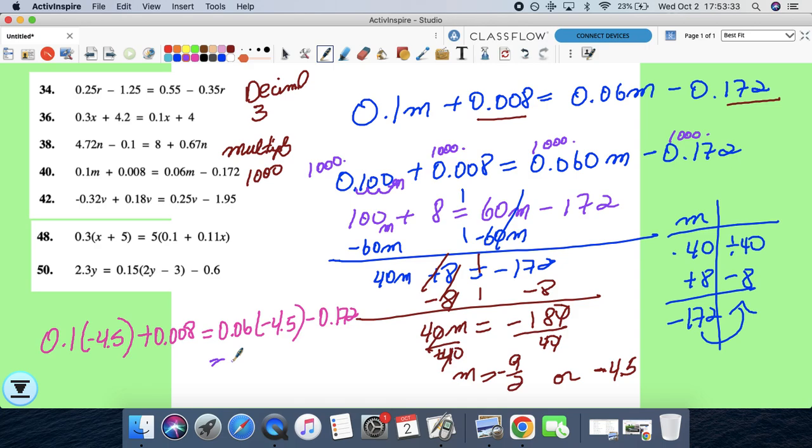So 0.1 times negative 4.5, and then plus 0.008. So the left side gave me negative 0.442. God, I hope we have the right side. 0.06 times negative 4.5, enter, and then minus 0.172, and we get, yes, negative 0.442, and we got the exact same answer. Okay. All right.